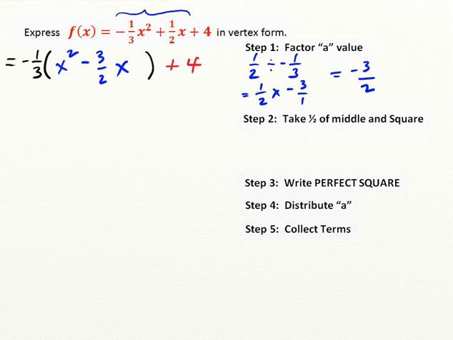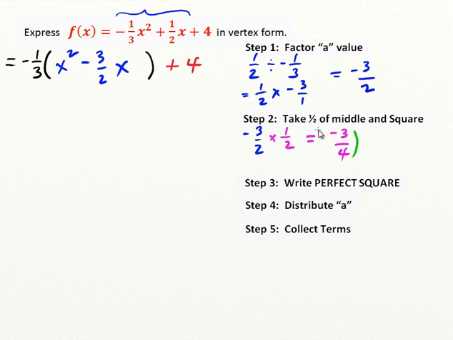Let's look at step 2. Step 2 instructs me to take half of the middle value, that would be this negative 3/2, and square it. Well, to take half of something, I just multiply it by a half. So I'm going to take the negative 3/2, there's the middle coefficient, and multiply it by 1/2. Top times top, bottom times bottom, that gives me negative 3/4. And then square it.